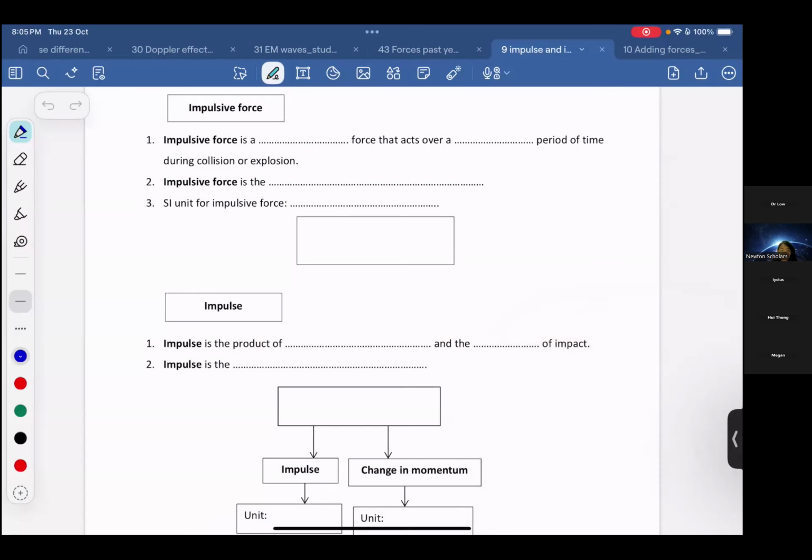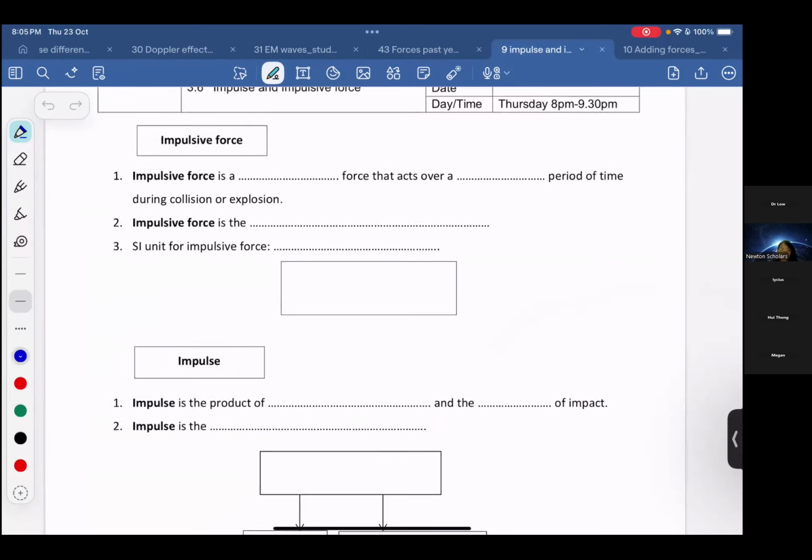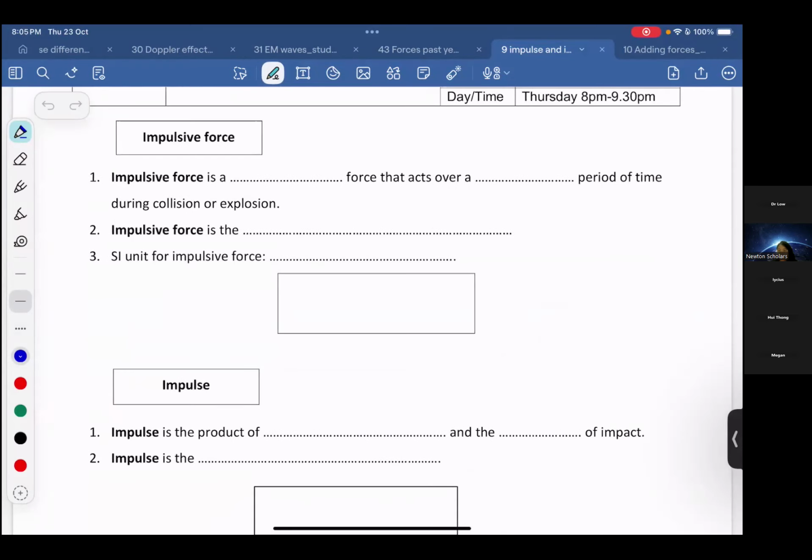Okay, boys and girls, lesson number 9, we're talking about impulsive force. What is impulsive force? Actually, it's force. Previously, we learned about force, right? We learned about F equals to ma.